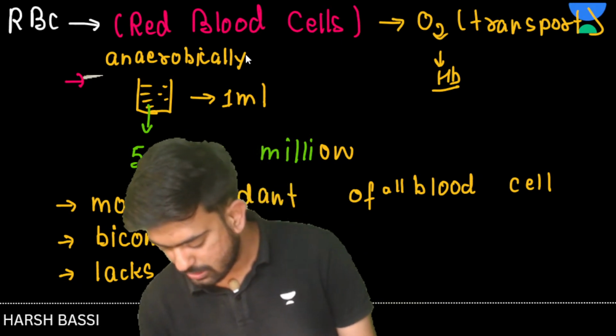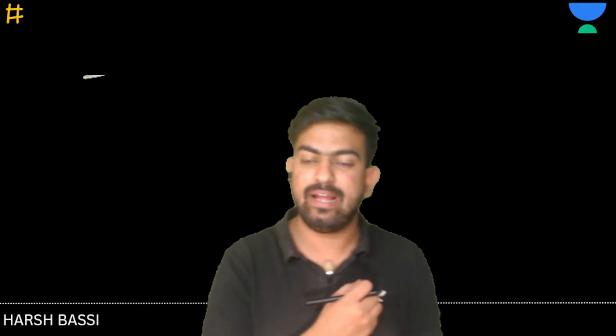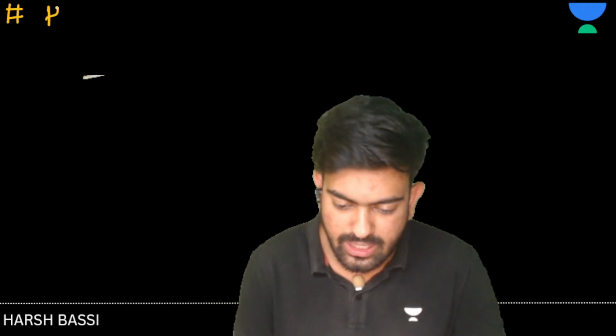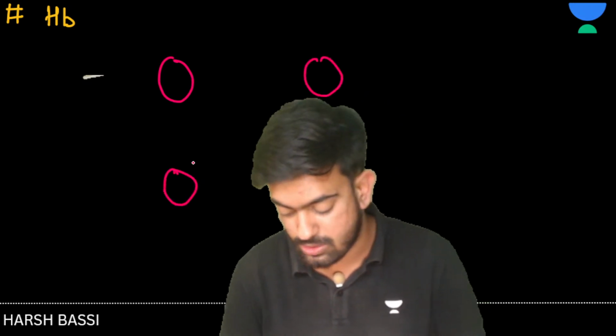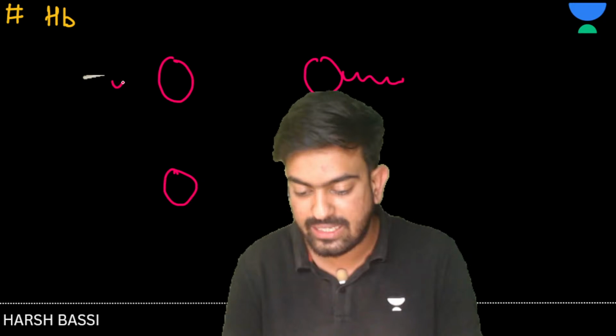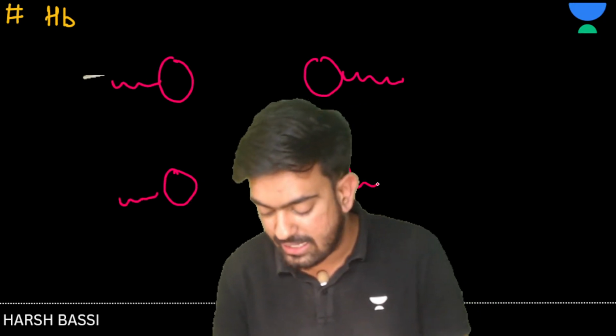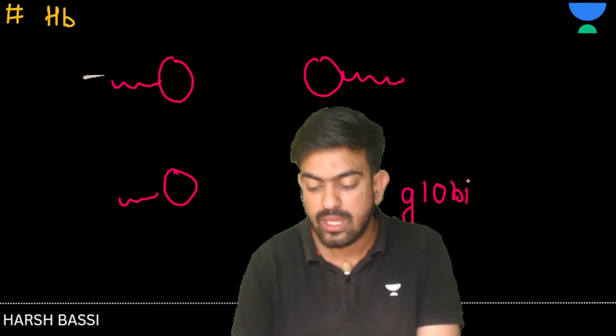Great. Chalo. Now, after this, I'm going to talk about what it contains. It contains hemoglobin. Now let's talk about the basic structure of hemoglobin. Hemoglobin is made up of four heme molecules, and each of them has a tail, which is known as globin, and this is what?